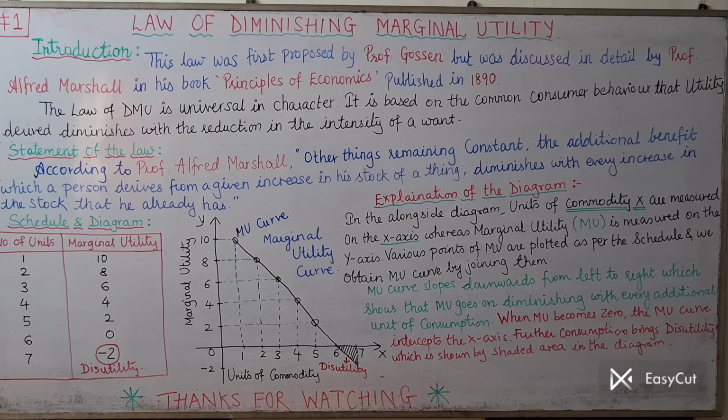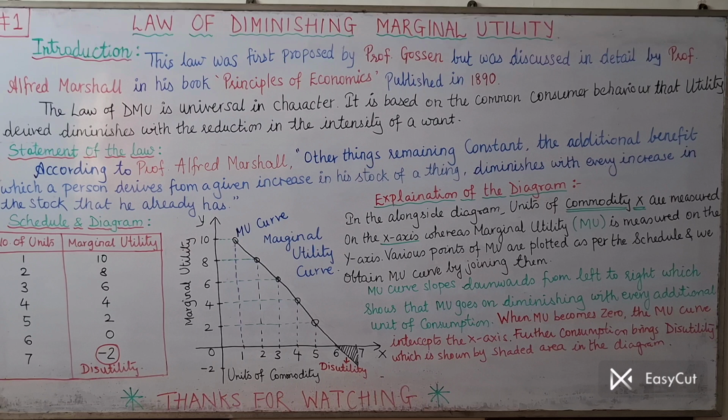Look at the diagram carefully, clearly shown on the board. On the Y-axis we have taken marginal utility. On the X-axis we have taken units of commodity. On the Y-axis we have taken 0, 2, 4, 6, 8, 10 on the upper side. On the lower, negative side, -2, because there is disutility also.